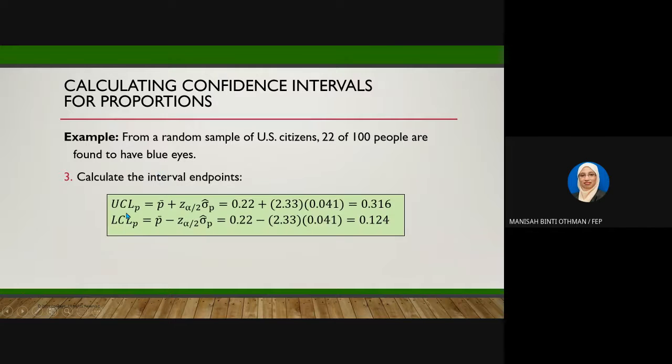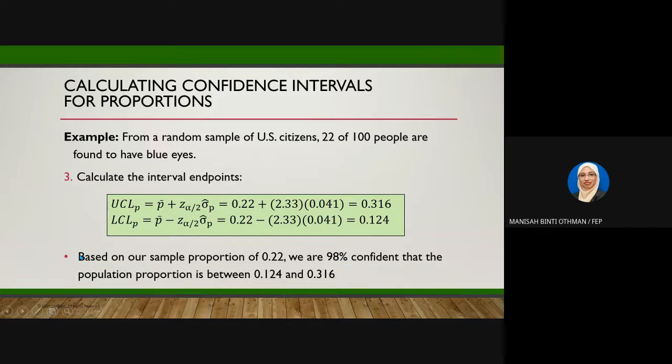So the upper control limit is P bar plus the Z value times the standard error of the proportion. So 0.22 is P bar, plus 2.33, which you get from the 98%, times 0.041, which is your standard error of the proportion. This is for the upper control limit, and for the lower control limit you have to subtract from the P bar. Alright, so then you can make a conclusion.